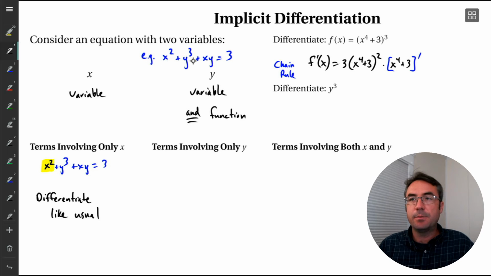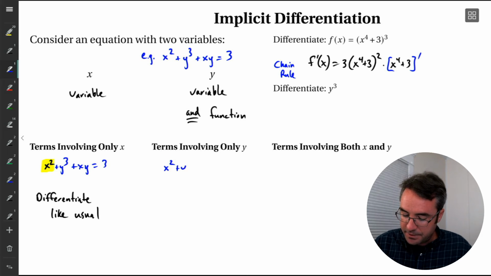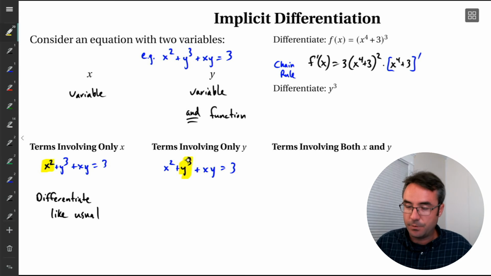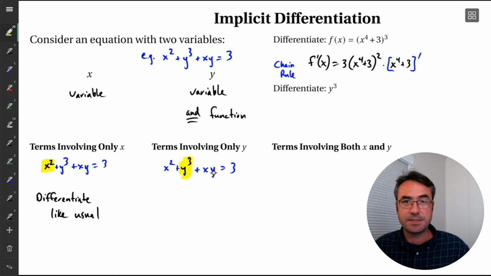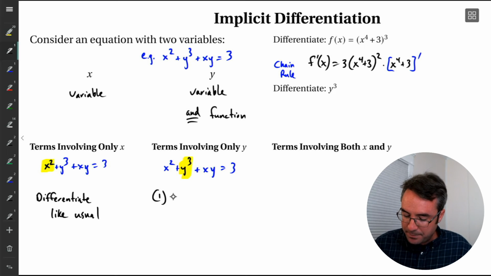All right, so we have this equation. We're viewing x as a variable, we're viewing y as a variable, but we're also viewing y as a function of x. So we're going through each of these terms, and when we only see an x, we differentiate it like usual. Now, if we have a term involving only a y, like the y cubed term that we see in our equation, there's only a y there. This term has both an x and a y. This term doesn't have a y. How are we going to differentiate this y term? Well, it's a two-step process here. We're going to differentiate it like usual.